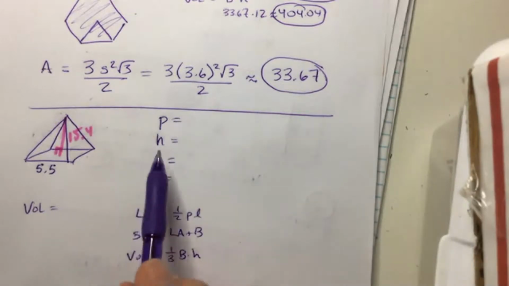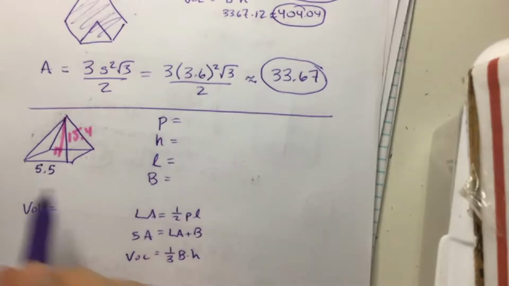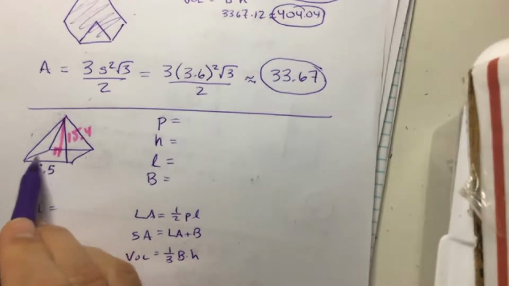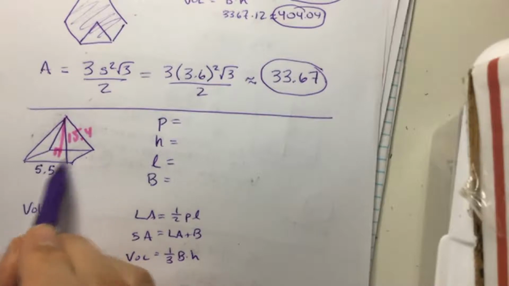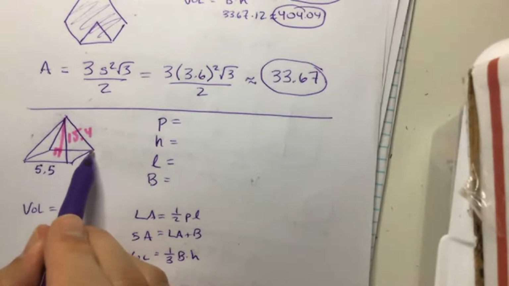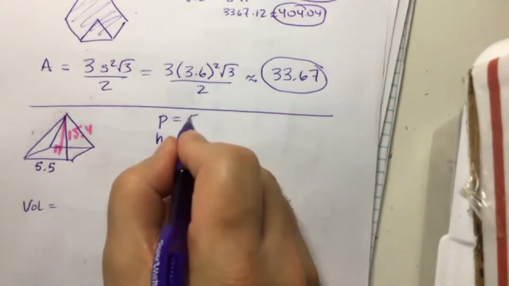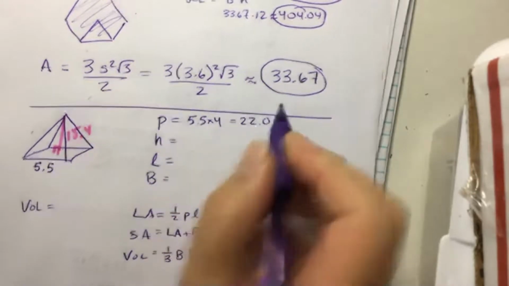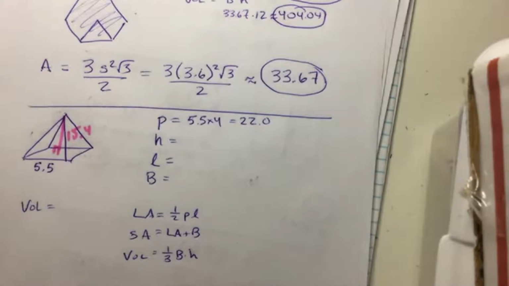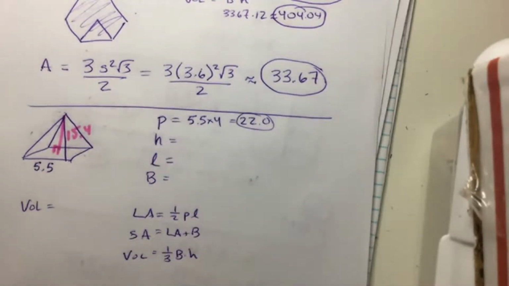So all I need is these 4 letters, and I can fill in all these. So what is the P? Well, P is the perimeter of the base. So I look for the shape that's the base. In this case, it would be 5.5, and 5.5 makes 11. Another 5.5 and another 5.5, so it's 5.5 times 4, which in my case is 22.0. Whatever you were given is times 4 because this is a square base. The height was also given for me.